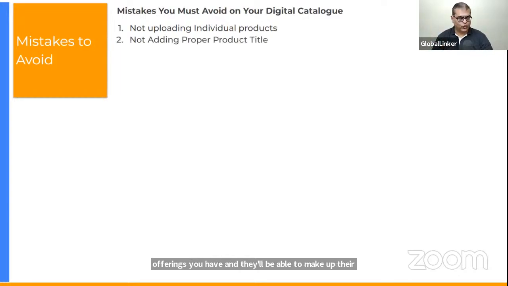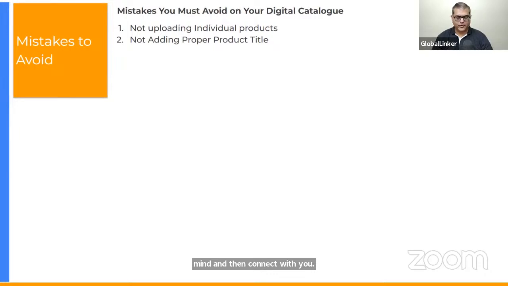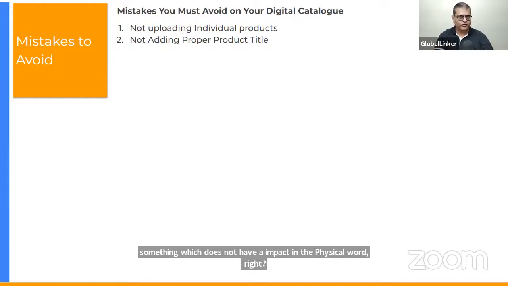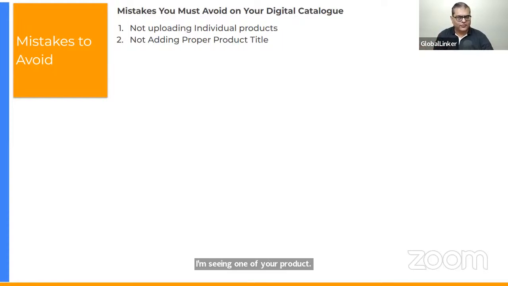Not adding a proper product title. Now, product title does not have an impact in the physical world, right? If I am meeting you at an exhibition and that's where I'm seeing one of your products, what the title of that product is does not make a difference for me. That's in the physical realm, but in the digital world, it makes a big difference. So create the product title in a way where you are adding all the features, specifications, etc. in the product title, or use an AI tool and AI will create it properly for you.